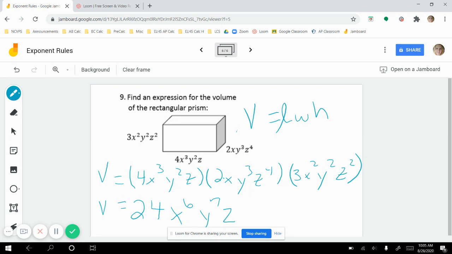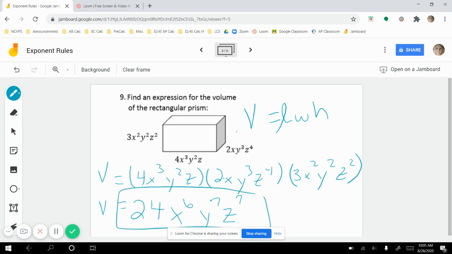And then let's look at our z's. We have z, which is z to the 1st times z to the 4th times z squared. So 1 plus 4 plus 2 gives us z to the 7th. So our volume would be 24x to the 6th, y to the 7th, z to the 7th.